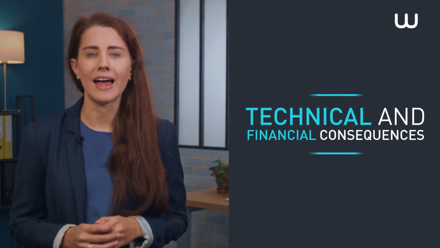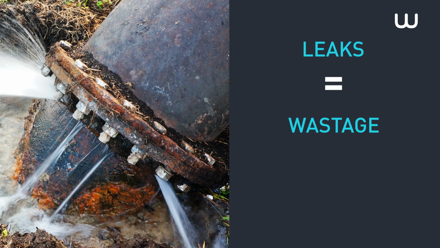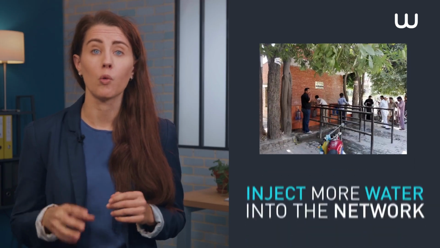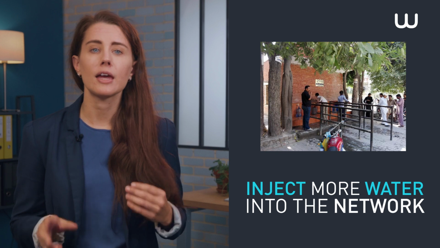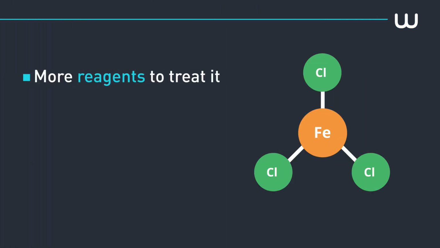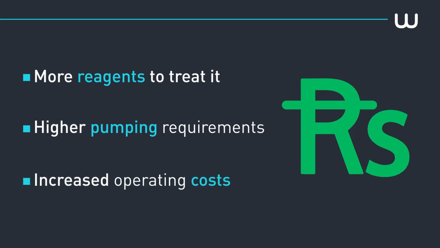Leaks have technical and financial consequences. Leaks result in water resource wastage and therefore overexploitation. This can lead to a water shortage. In order to provide the same volume of water to users, it is necessary to inject more water into the network. If we inject more water into the network, we need more reagents to treat it, more pumping, so therefore higher energy consumption. Leaks, therefore, lead to an increase in operating costs.